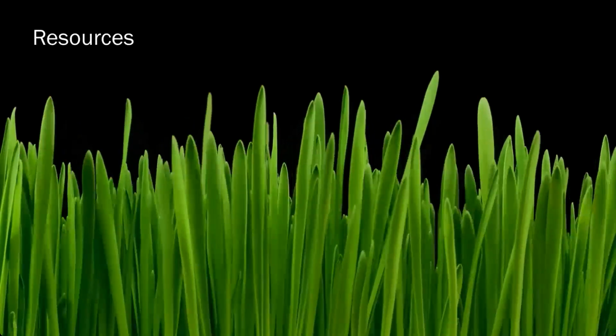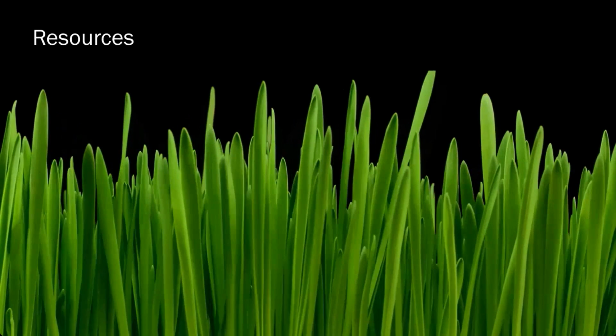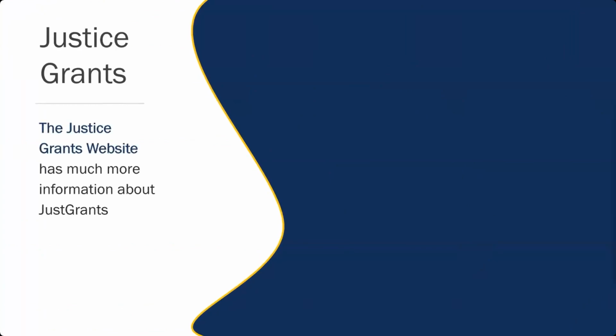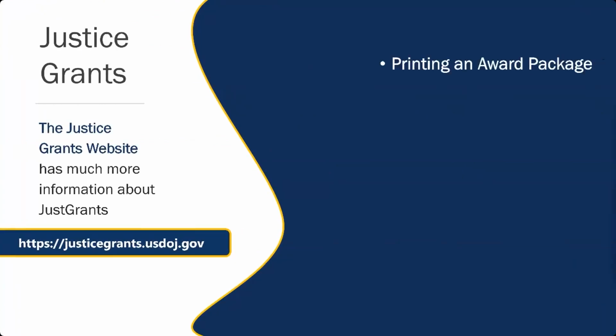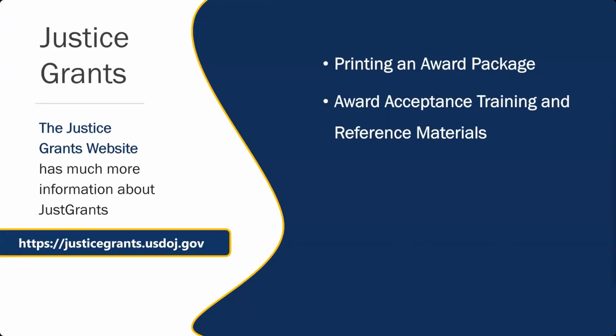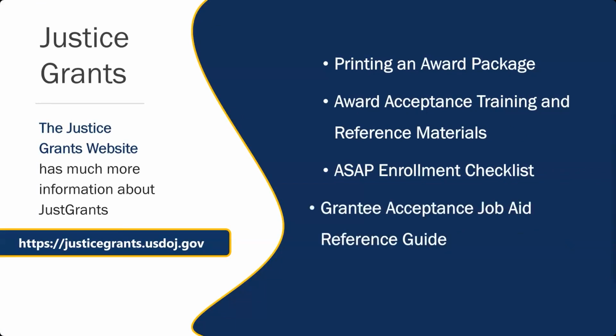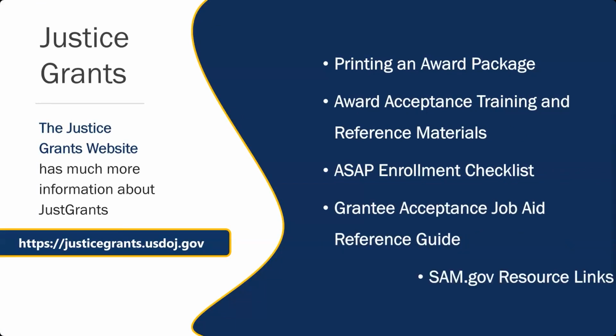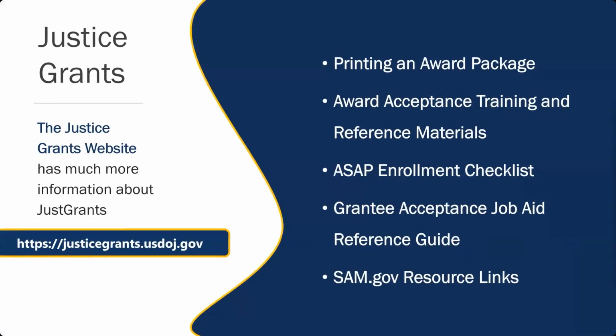All righty, so before we close, we want to provide you with additional resources that we've created to guide you through the award acceptance process. Now, the JustGrants website has much more information about JustGrants, including how to print an award package, additional award acceptance training and reference materials, the ASAP enrollment checklist that I mentioned earlier, a JustGrants user roles guide, and even resource links for sam.gov.